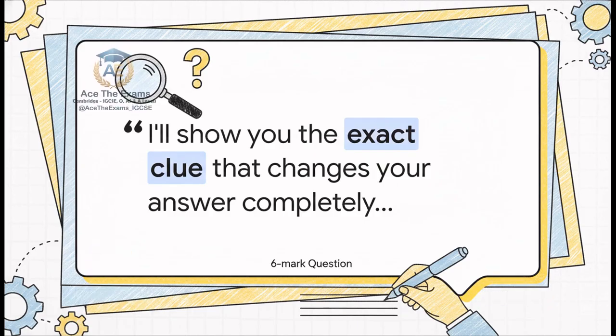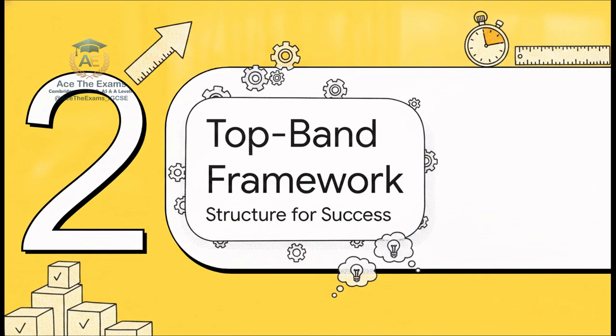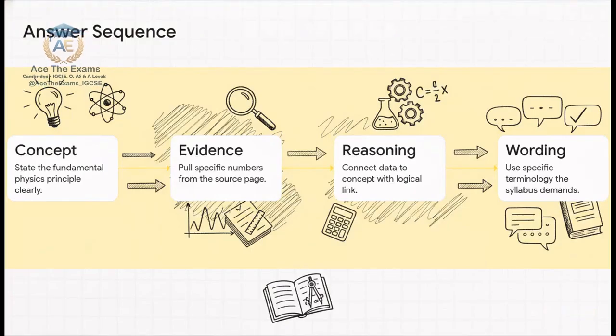Because when you're staring down a blank set of lines on a massive 6-mark question, panic is your worst enemy. Structure is your best friend. Section 2. The Top Band Answer Framework. This framework right here is your definitive strategy for structuring exam answers so that you systematically fulfill every single command word and leave absolutely 0 marks on the table.